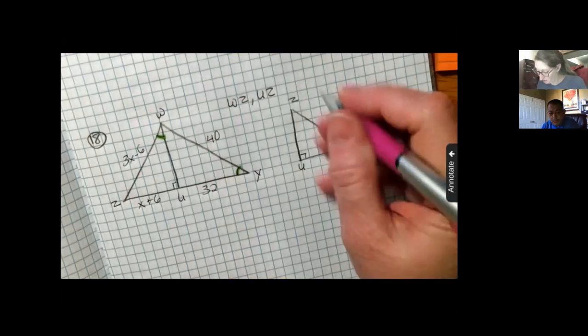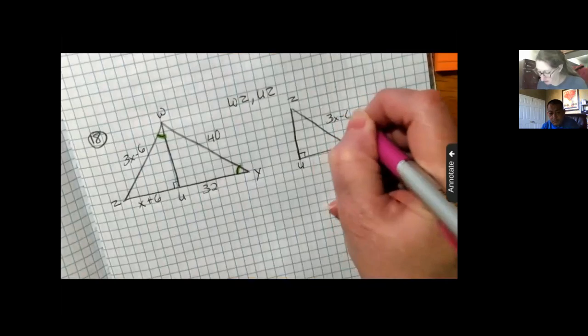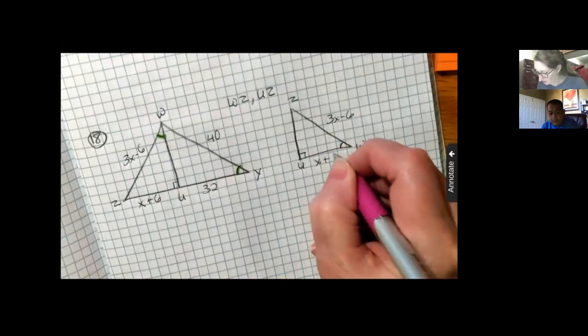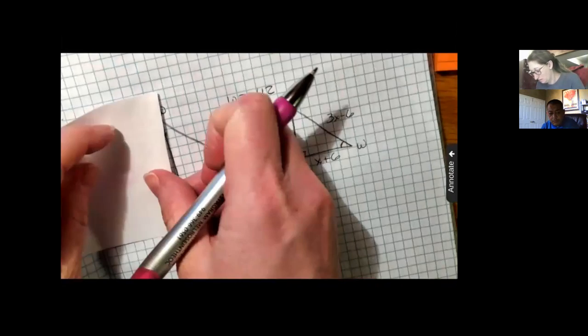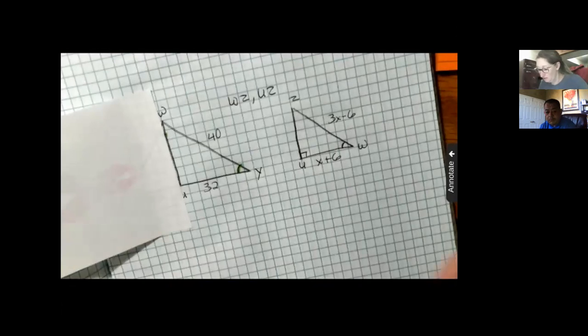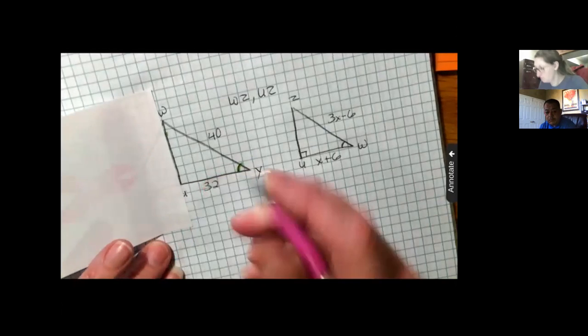Okay, so if I cover this one up with a Post-it, so ZW is 3x minus 6. This is x plus 6, and we don't know this one, okay? So if I cover this up now, I have two triangles, okay? My document camera focuses. Okay, there we go. And this is U right here.